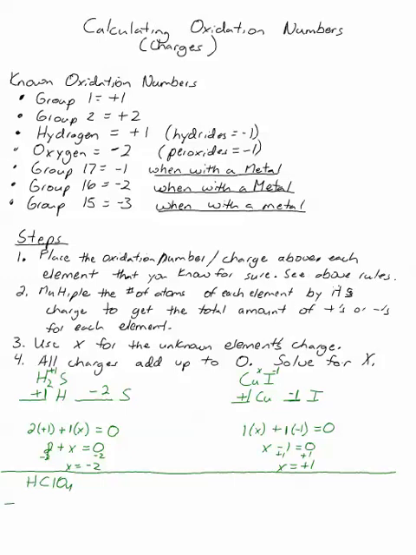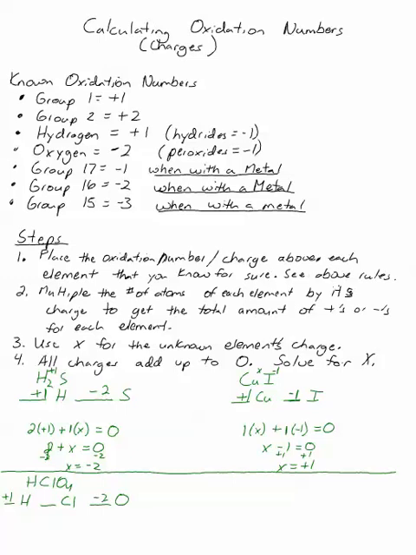Okay, well, which ones do we know for sure? Well, we have to not know only one of them, okay? So that's going to help us out a lot. And we know that hydrogen is always a +1. Chlorine is not with a metal here, so we don't know what it is. But oxygen we know is a -2.